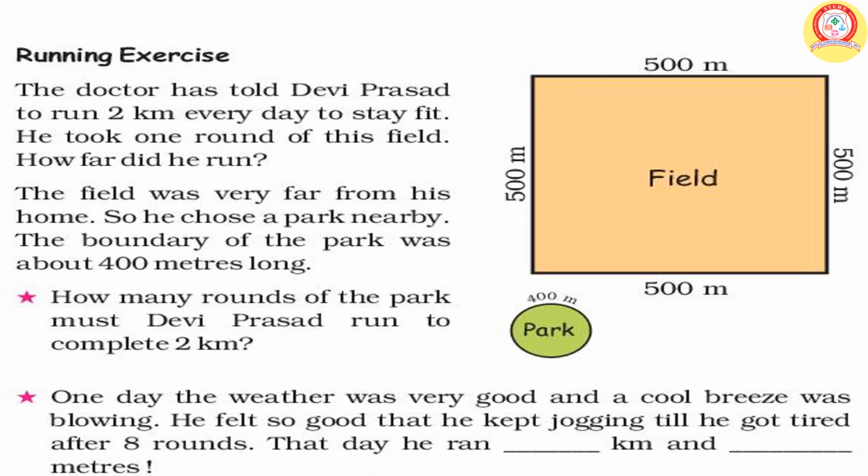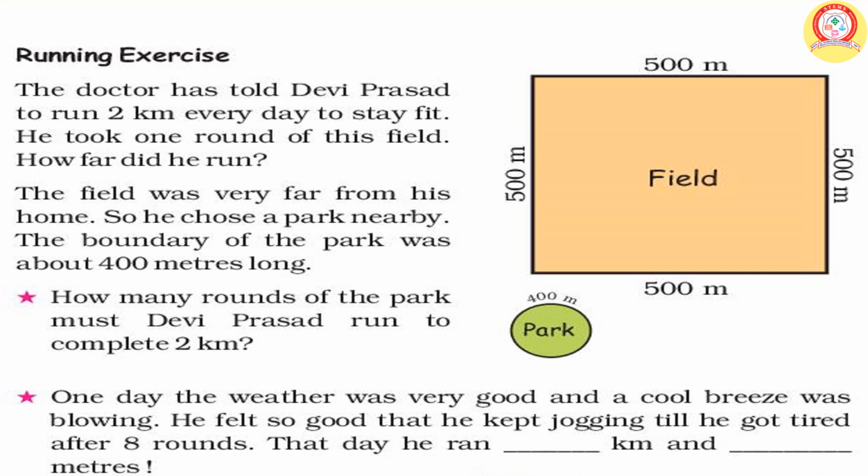Page number 19. Running exercise. The doctor has told Devi Prasad to run 2 kilometers every day to stay fit. He took one round of this field. How far did he run? The field was very far from his home, so he chose a park nearby. The boundary of the park was about 400 meters long.